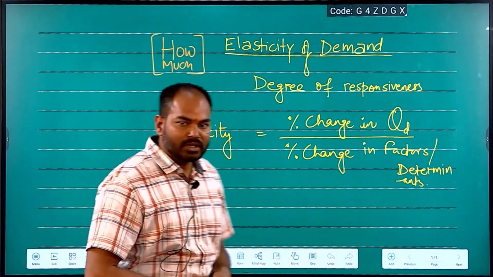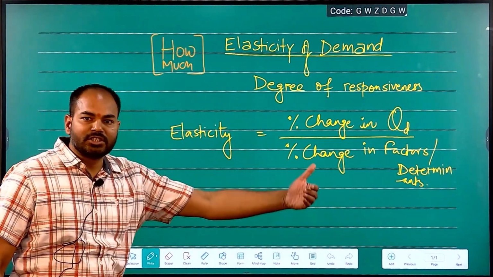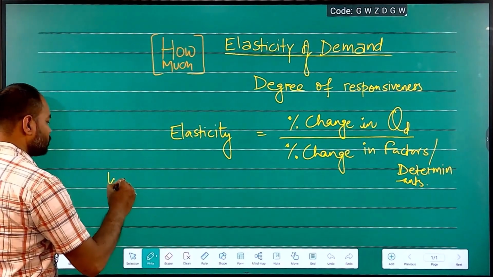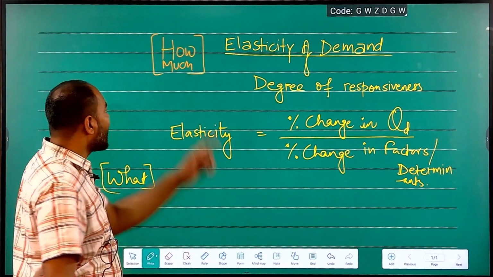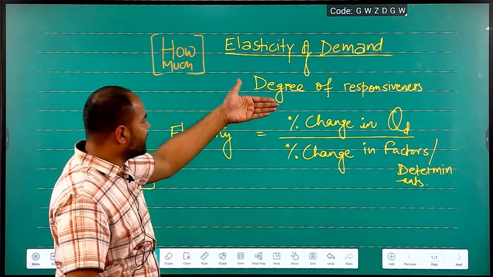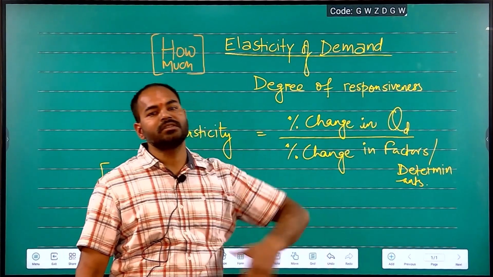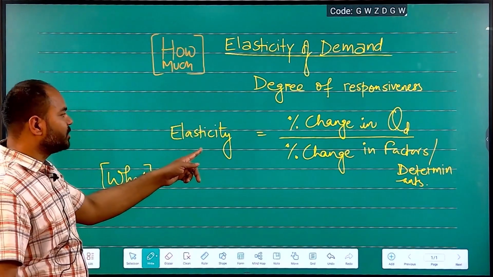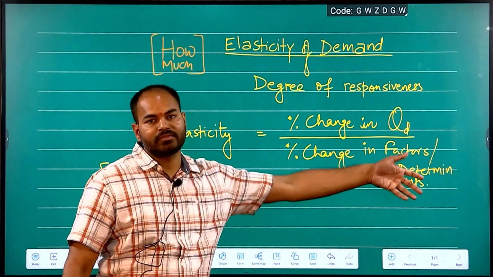Today we are going to understand how much change there is in quantity demanded with the change in price. In the law of demand we understood the what, the relationship, and today we understand how much. So elasticity of demand is the degree of responsiveness of quantity demanded to a change in the factors or determinants. Elasticity could be written as percentage change in demand with respect to percentage change in the factors.